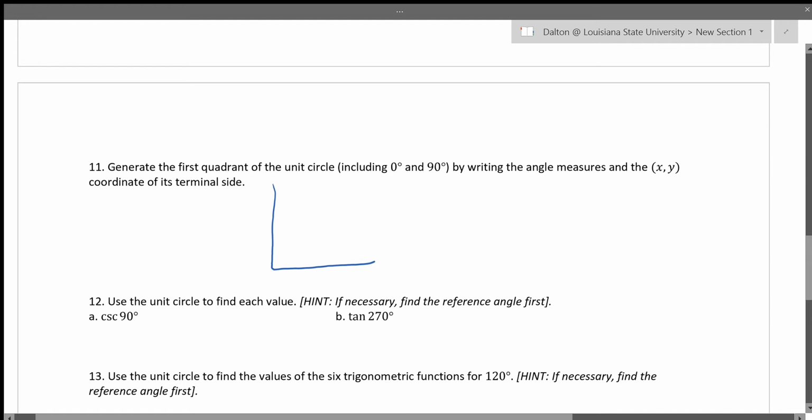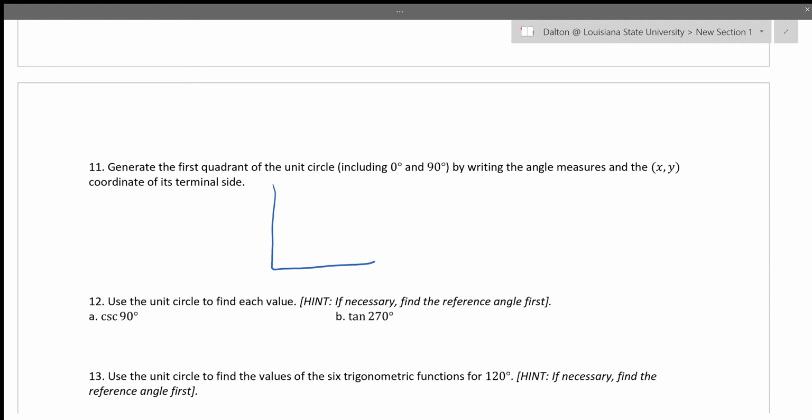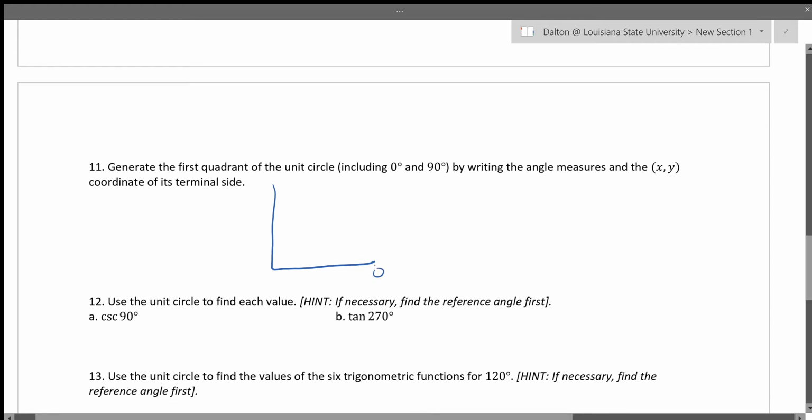It's just quadrant 1. So if I start with 0 degrees here, and then I'm going to end up with 90 degrees up here. 0 degrees, the coordinate there is 1, 0, right? To the right 1, and then don't go up and down. And then the coordinate at 90 degrees is 0, 1.